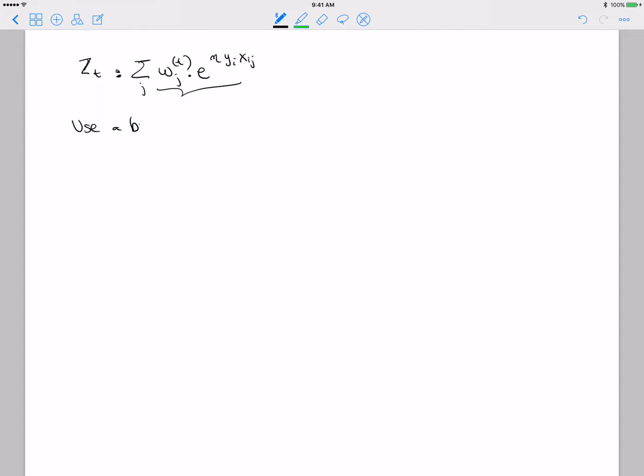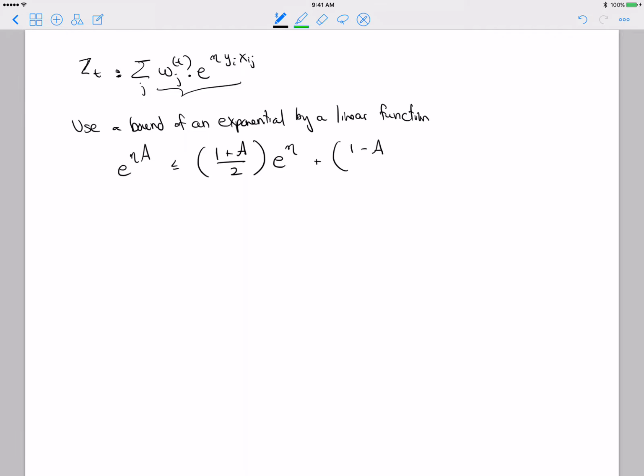Okay, so I'll just write that out. This is kind of a standard bound. It's e to the eta a less than or equal to 1 plus a over 2 e to the eta plus 1 minus a over 2 e to the negative eta. You see, this gets the a out of the exponent. And it only holds for a between -1 and 1.